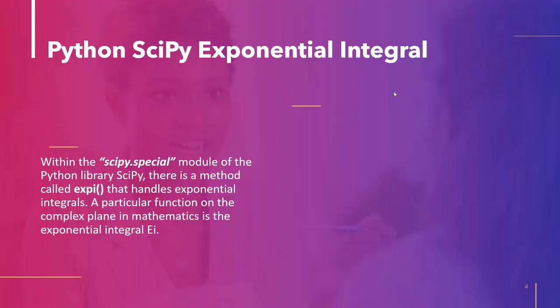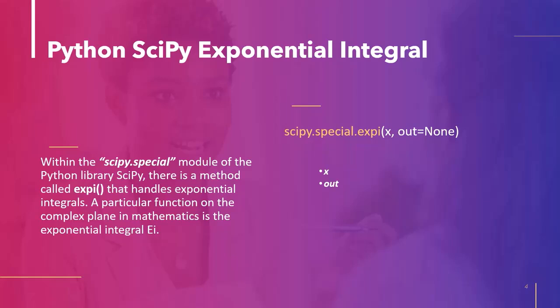The next topic is Python SciPy exponential integral. Python SciPy contains a method expi within the module scipy.special that is used for the exponential integral. The exponential integral Ei is a special function on the complex plane in mathematics. It is defined as a definite integral of the ratio of an exponential function to its input. The syntax of the method is as follows: scipy.special.expi, where parameter x is an argument with a real or complex value. out is used for the function result. This is an optional output array.